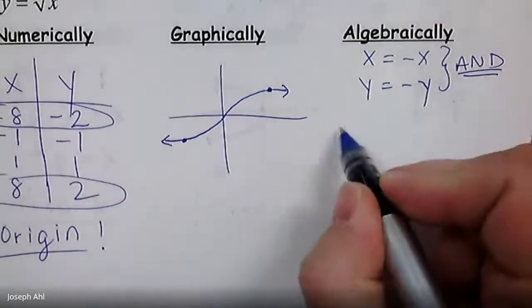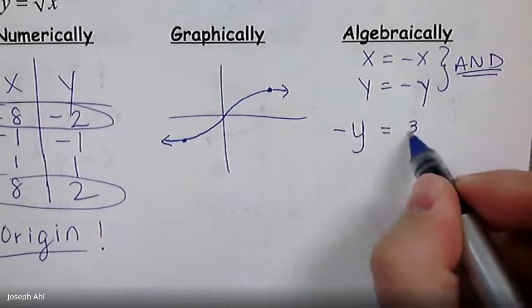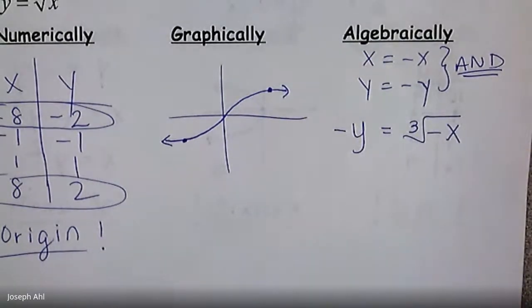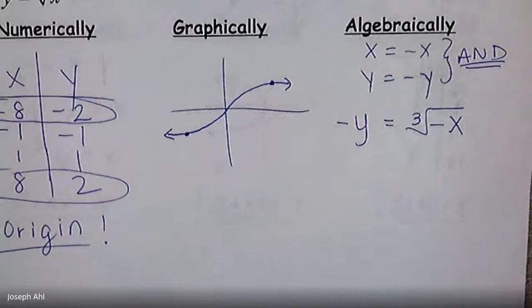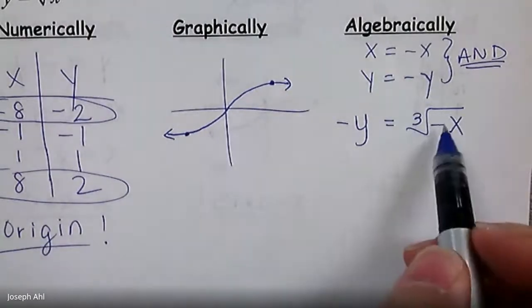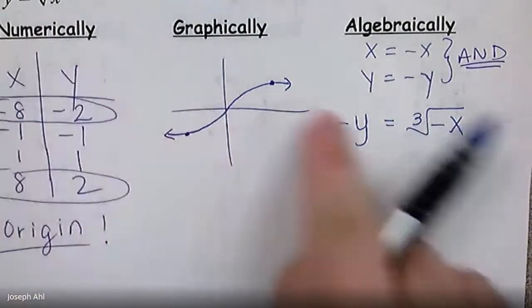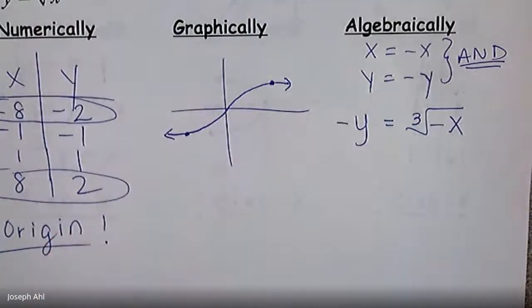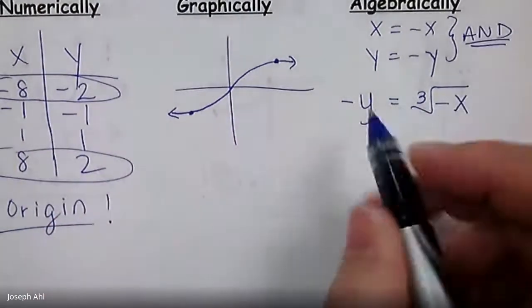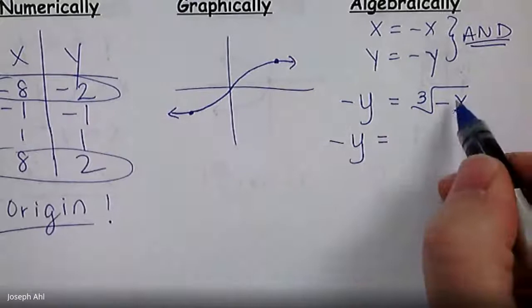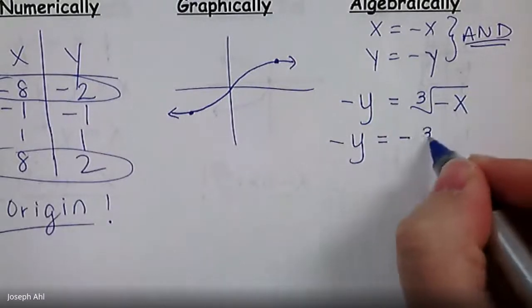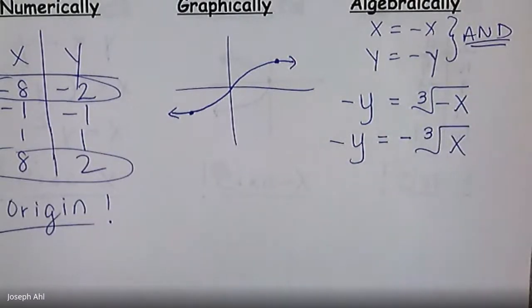So if I go back to the original, that would say negative y equals the cube root of negative x. Here's how I'm going to simplify this to show that this is the same as the original equation, because I know this should be true. We've already determined it has origin symmetry. So it's going to be negative y equals the cube root of negative x, which is the same thing as the negative cube root of x.